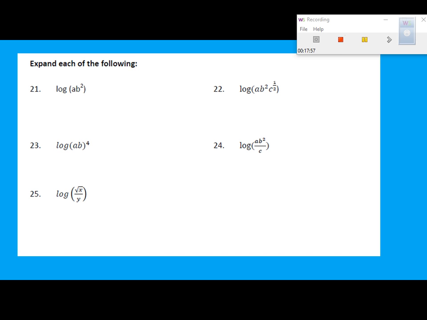I've got log of ab squared. Now, after you see a couple of these, you'll skip some steps, but I won't skip any on this video. I can think of this as log of a plus log of b squared. Multiplication, I can split it up using addition. Now, I have an exponent right there which can come down front. So here's my ending answer: log of a plus 2 log of b.